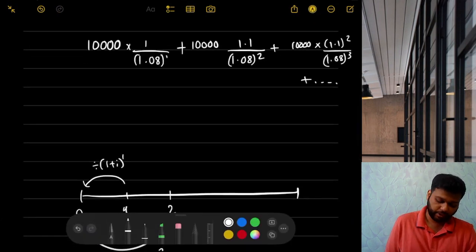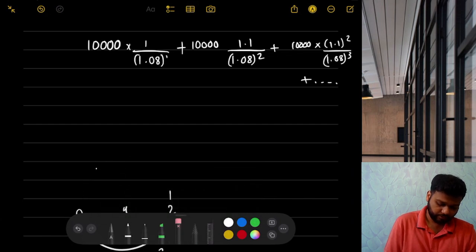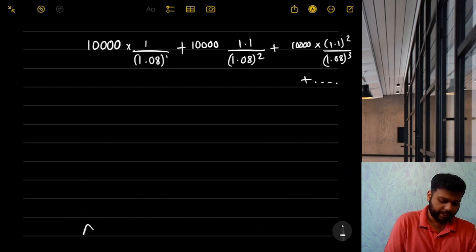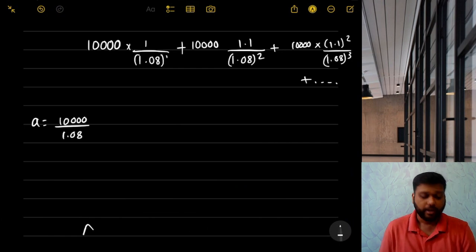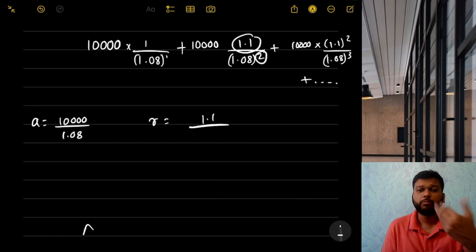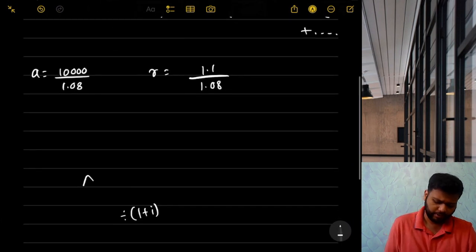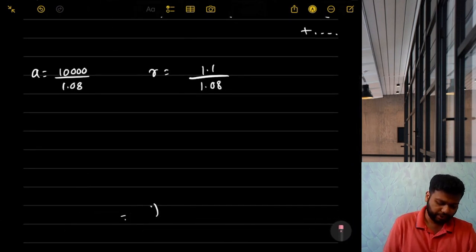Let me erase this so that we'll get some space. So for this GP, the first term is going to be what? 10,000 divided by 1.08, that is our A. Okay. And what is the common ratio? For the common ratio, we are multiplying by 1.1 and we are dividing by one more 1.08, right? We are adding to the power. So we can just use the formula of Sn for GP, that's it.